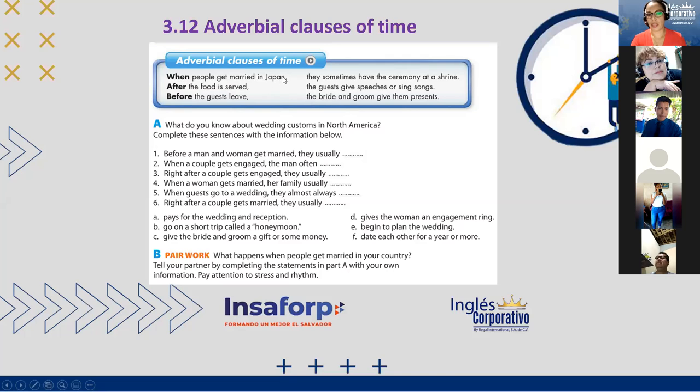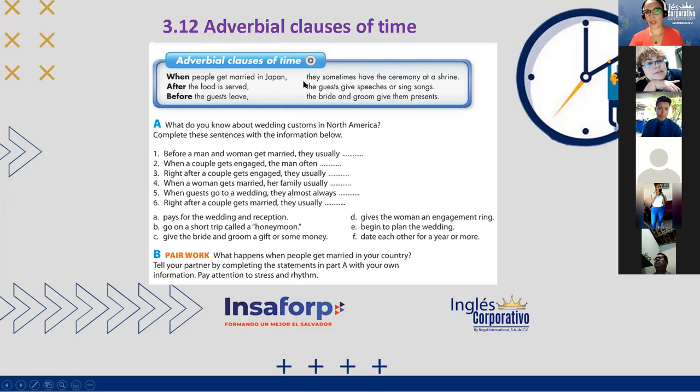When people get married in Japan, comma, they sometimes have the ceremony at a shrine. After the food is served, the guests give speeches or sing songs. Before the guests leave, the bride and groom give them presents. Y podemos cambiar el orden. A eso es lo que se refería de la coma: si la dependiente va primero, la que lleva el when, after o before, vamos a usar una coma para separarlas.